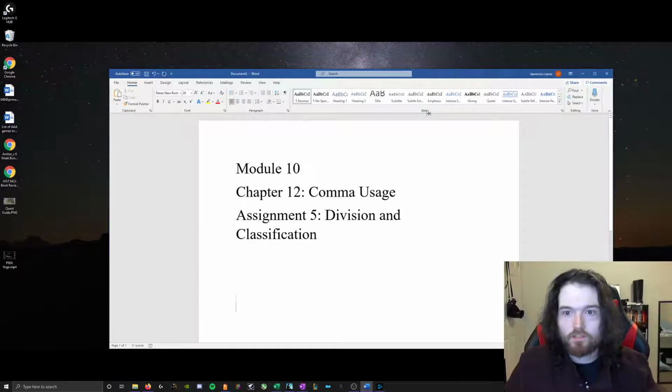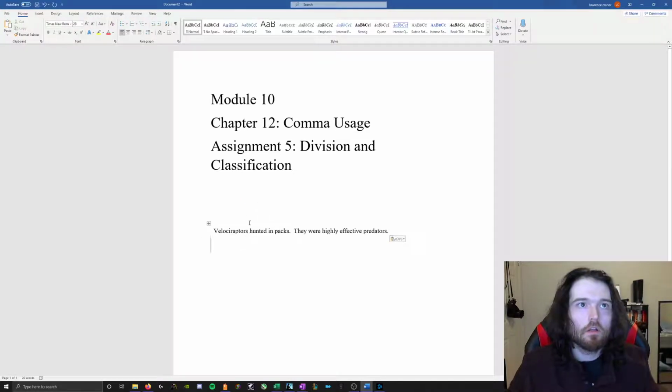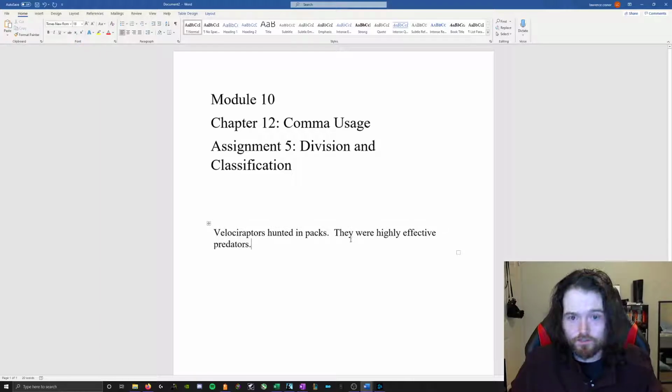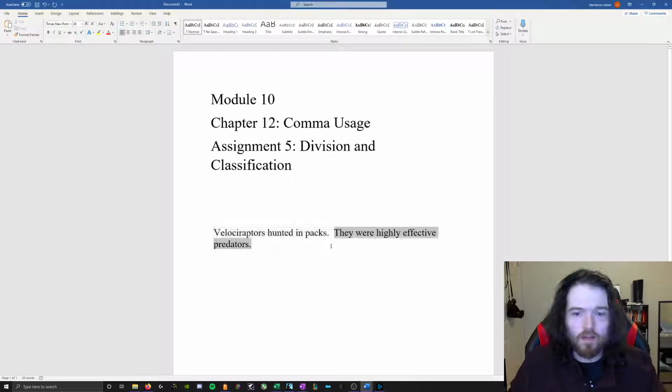So let's just get up an example here. And yay, it worked. All right, so the module for this week is going to give you a sentence, or two sentences, rather. And it is going to be your job to try and combine them to make a more diverse way of saying it, and not just saying velociraptors hunted in packs. They were highly effective predators. Lots of you have problems with short, simple sentences like this that can be easily combined.